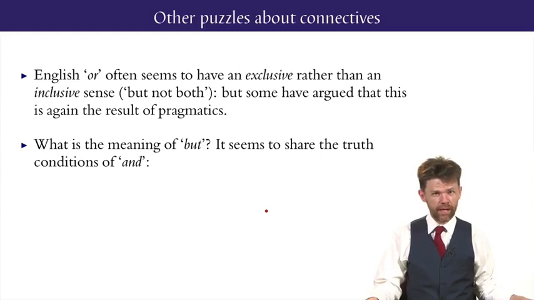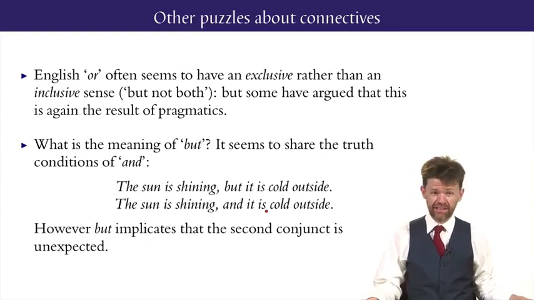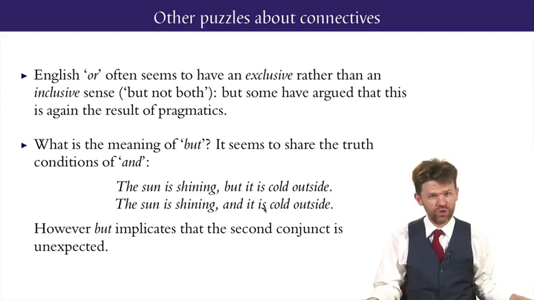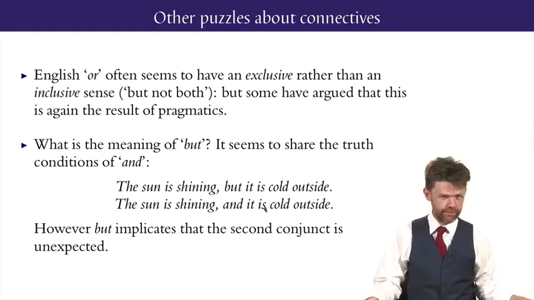You can also see pragmatics in the way that we use the word but. It seems to have the same sort of truth table as the word and. Consider the choice between saying the sun is shining but it's cold outside over saying the sun is shining and it's cold outside. In both cases, the same thing is happening. The sun is shining and it's cold outside. But in the case of but, it sounds like you implicate that this second conjunct is somehow surprising or unexpected or distinctive in the context where we've just said the first.